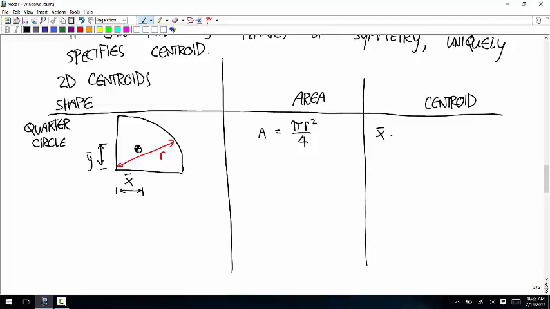And the centroid, x bar is the same as y bar. That's because they have to lie along that 45-degree line. And the value is 4r over 3 pi.